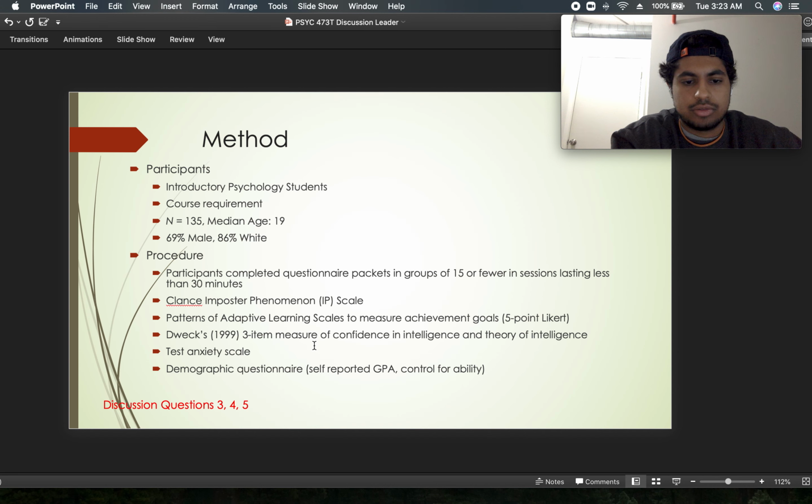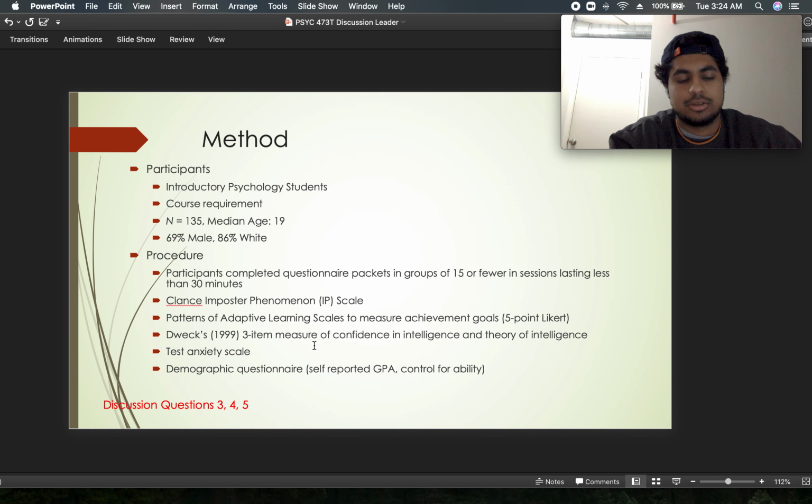They were also given a 3-item measure of confidence in their intelligence, and a questionnaire asking them about their theory of intelligence. They were also given a test anxiety scale and then a demographic questionnaire with a self-reported GPA for controlling for ability. And it was noted in the paper that all of these questionnaires and scales did have very high reliability and validity in terms of what they were looking for.